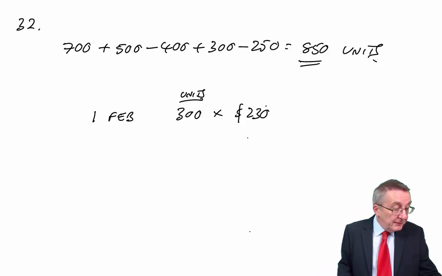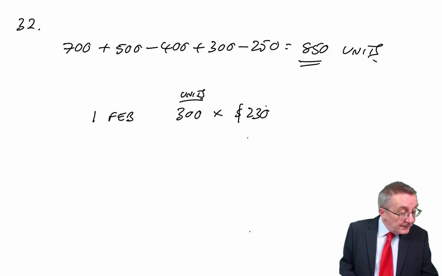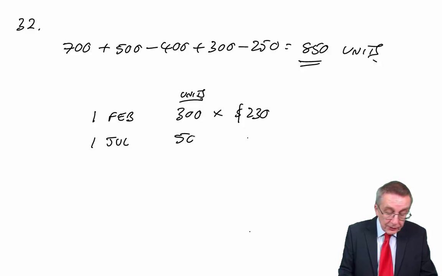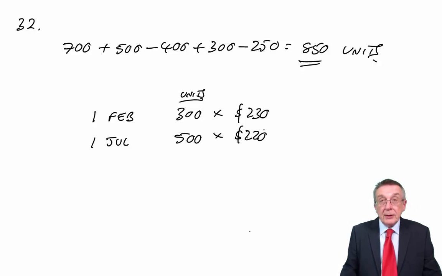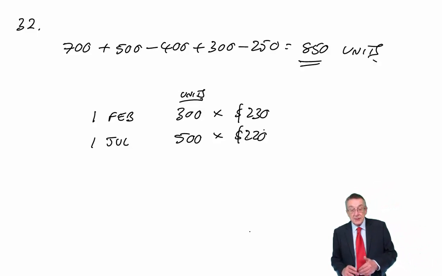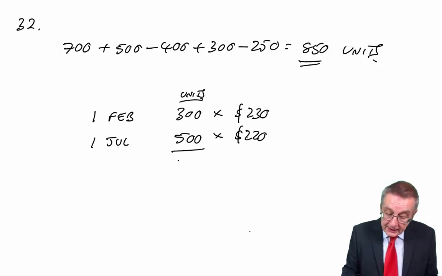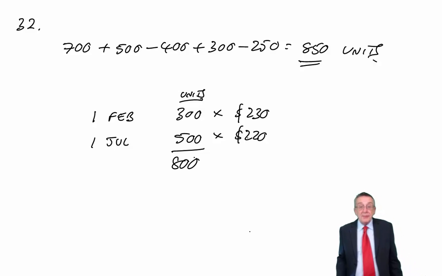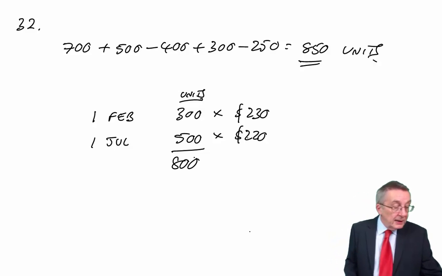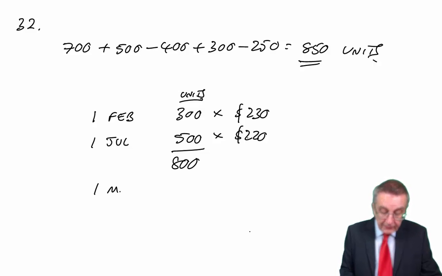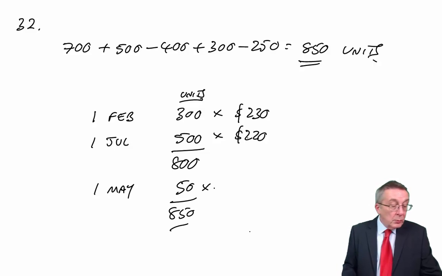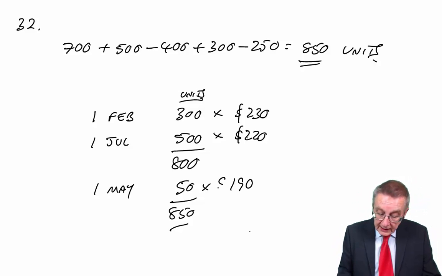Go back to the purchase before. The purchase before was 1st of July, the previous year. We bought 500. They cost 220. They'll be valued at 220. I'll multiply afterwards. That's 800, but of course we've still not enough. We've actually got 850. What about the previous 50? Well, they must have been part of what was in inventory at the start of the year, 1st of May last year. And what would they have cost? They were valued, those at the start of the year, at 190.